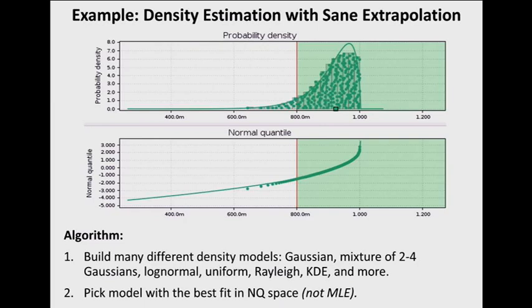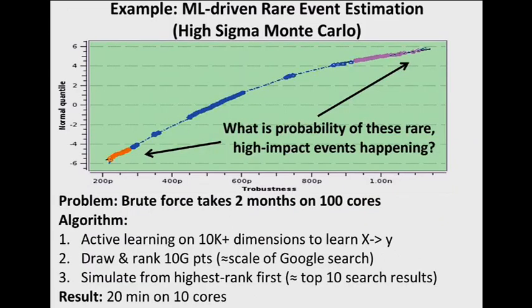But to get good data out here, basically to go from 3 sigma to 4 sigma, you're going from 1,000 samples to about 1 million samples. To go to 5 or 6 sigma, you need about 1 billion or 10 billion samples, okay? The problem with that is that you'd have to do 10 billion simulations, and that would take you about 2 months on 100 cores, right?